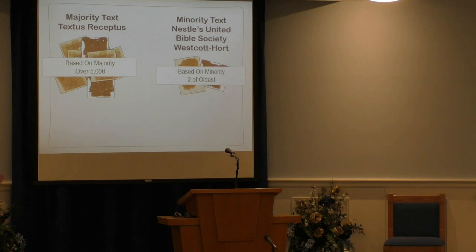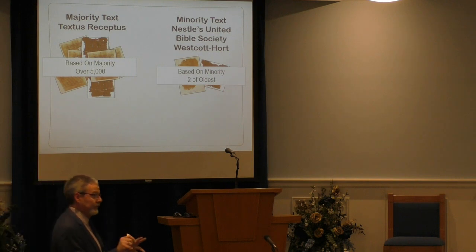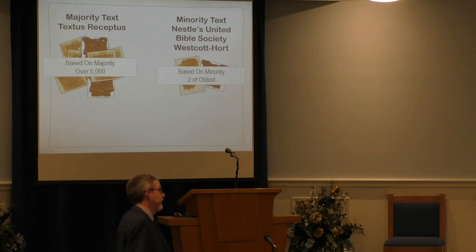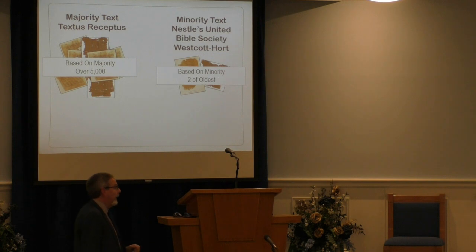The minority text, also called, and if you're reading from the New King James, you ever notice a footnote will say "in you"? And you wonder, what is that? That's Nestle's United Bible Society text. That's a minority text. It's going to give you the variant reading. Or Westcott Hort. That's based on the minority of the text, that is on two of the oldest manuscripts.